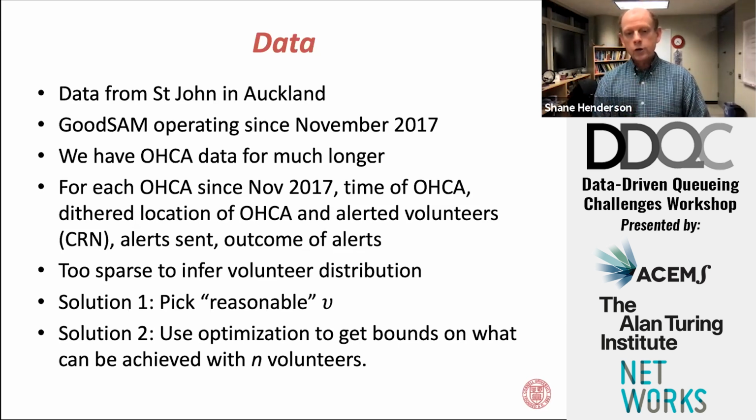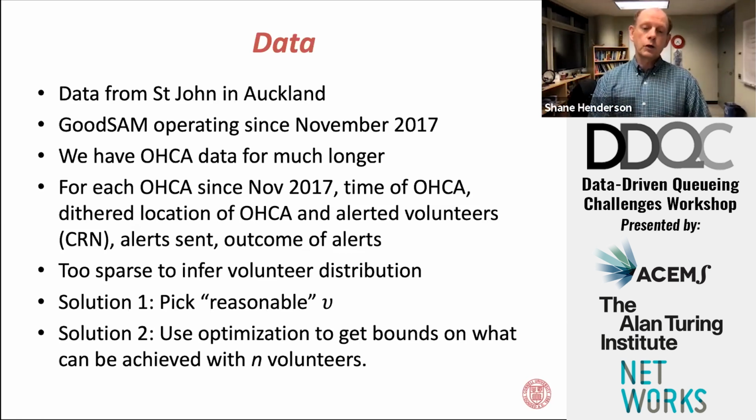So then we also know which alerts were sent and the outcome of those alerts with each volunteer. But this is just too sparse to infer the volunteer distribution. We are trying, but we are pretty sure it's too sparse. So what can we do? Well, one option is to pick a reasonable distribution for where the volunteers are. And what does reasonable mean? Well, we can argue about that.